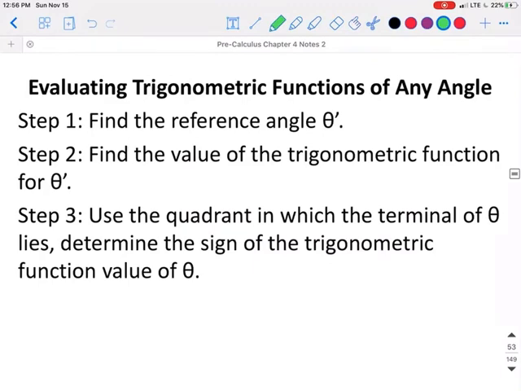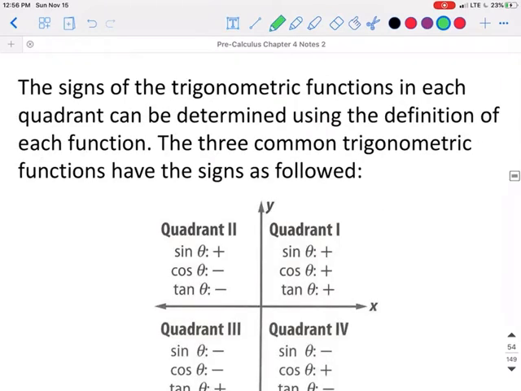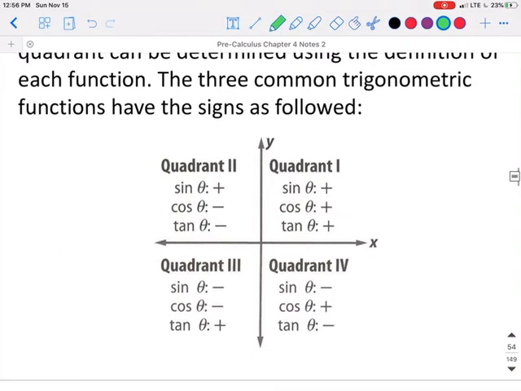Now, if you need to evaluate the trigonometric function of any angle, the first step is to determine the reference angle. Then you're going to find the values of the trigonometric function for that reference angle. And then you're going to use the quadrant in which the terminal side lies to determine the sign of the trigonometric function. So, if we take a look at the first quadrant, your x value is positive and your y value is positive. So sine, cosine, and tangent will all be positive.